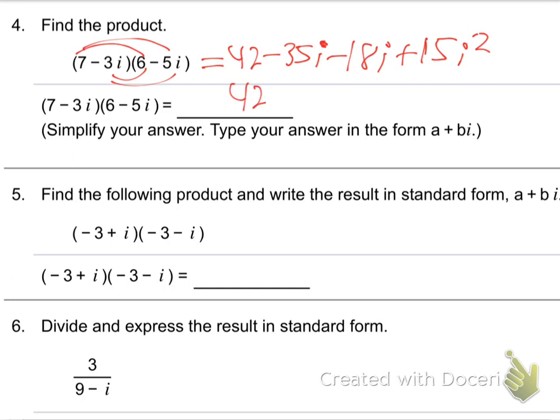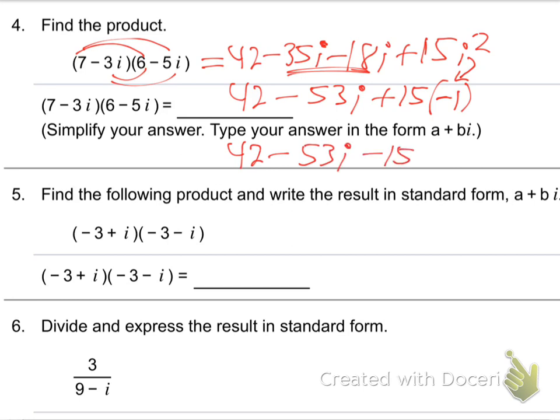Combine like terms. So 42, the 2 in the middle, what's that? Minus 53i, plus 15. And what is i squared? Yeah. So we get 42 minus 53i minus 15. Good so far. And then what's 42 minus 15? 27 minus 53i, and we're done. Good enough? Nothing too amazing or difficult, right?